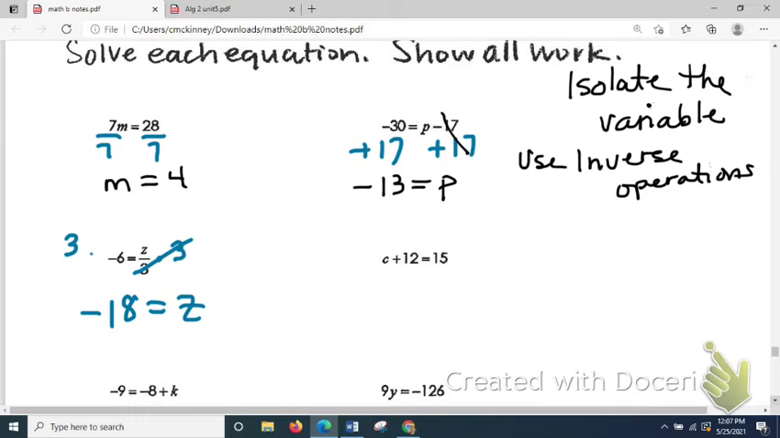So remember that when we were working with expressions, there was no equal sign, and all we could do was simplify. We can solve equations, okay? Because when we solve the equation, we're finding the value of the unknown number, right? Finding the value of the variable.